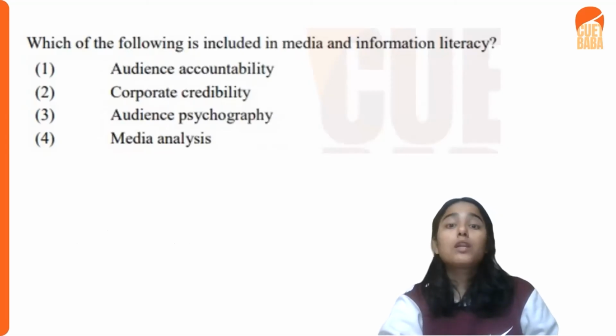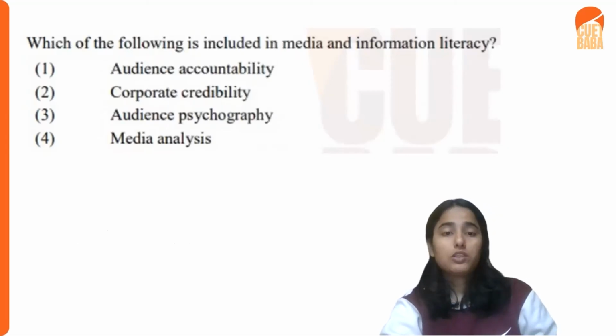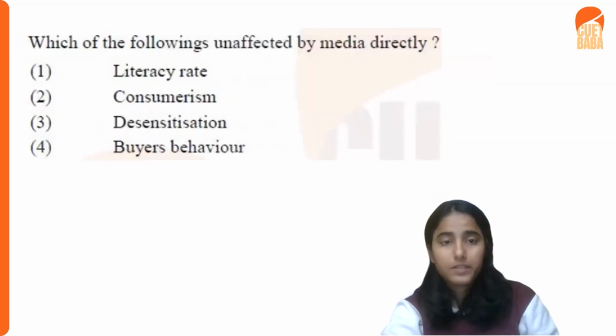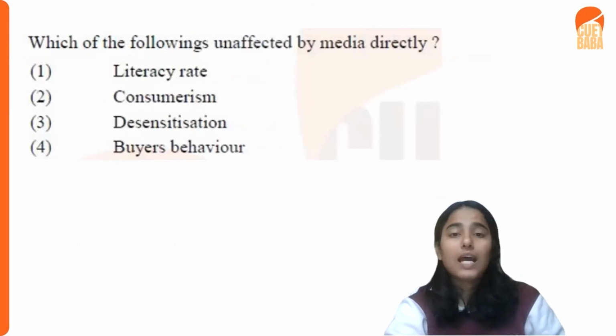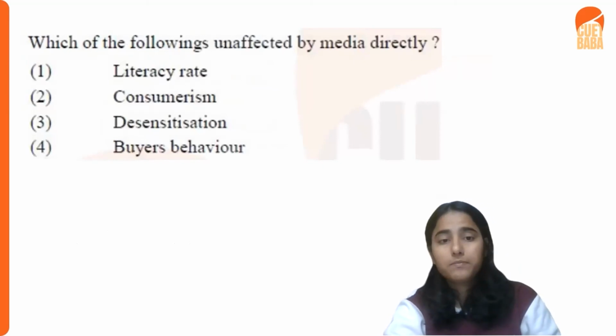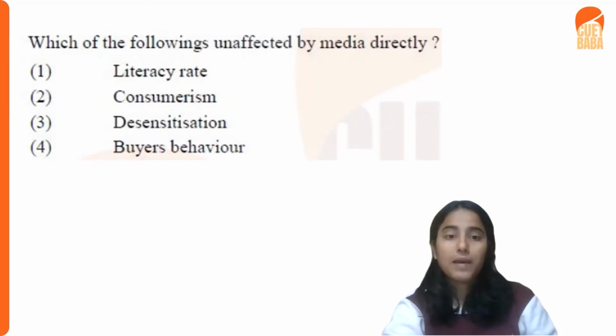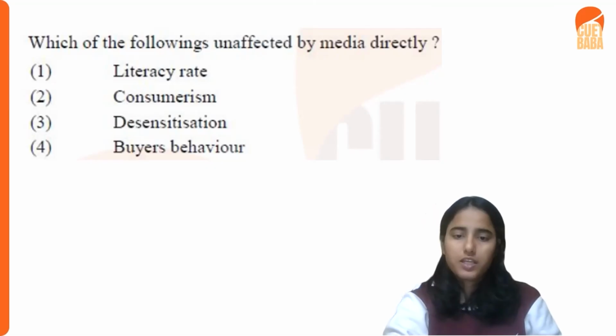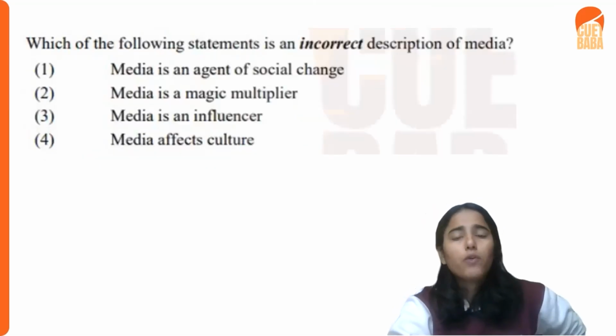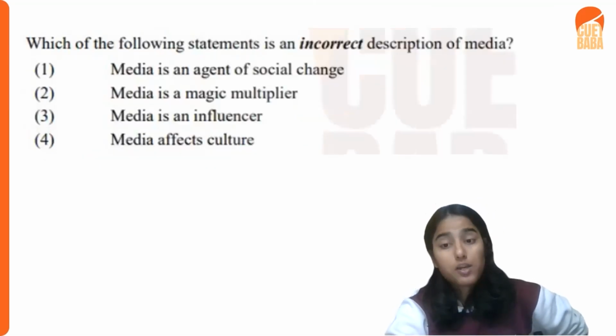Now, which of the following is included in media and information literacy? That's audience accountability. Okay. Now, which of the following is unaffected by media directly? Literacy rate. Okay, because consumerism is a product of media. Desensitization is also a product of media. Biased behavior, media tries to influence it. So literacy rate.